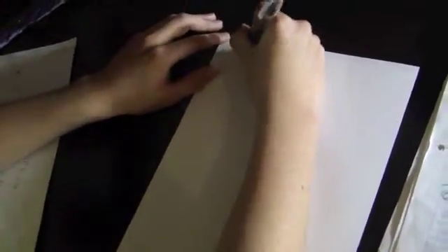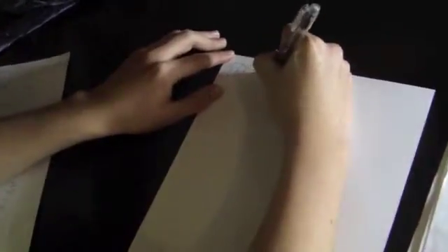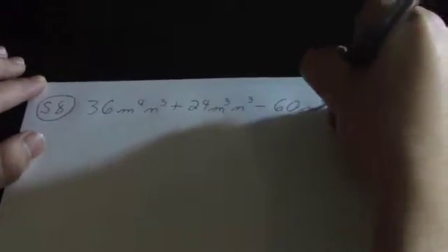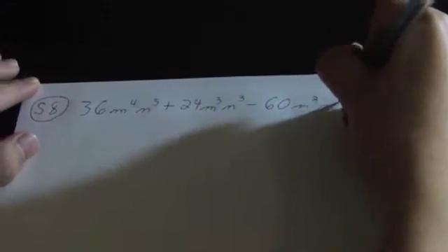I'm going to solve problem 58 of the final lab. The equation is 36m⁴n³ plus 24m³n³ minus 60mn³. So we're going to factor these terms. To factor this equation we need to find the greatest common factor.